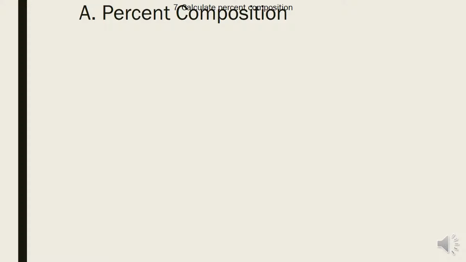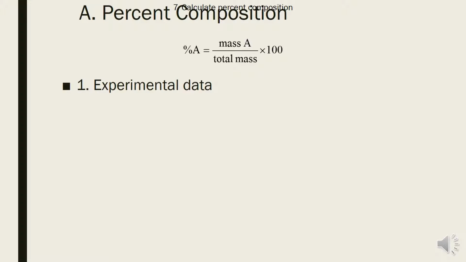So percent composition follows a simple equation. If I want to find the percentage of a component in a mixture or a compound, I just take the mass of A, where A is the substance or the element that I'm looking for the percentage for. I divide by the total mass and I multiply by 100 to turn it into a percentage. So let's just take a look at how this might work out.